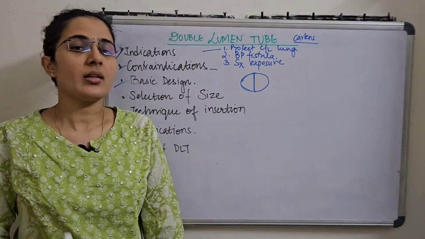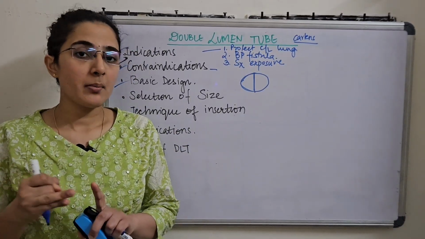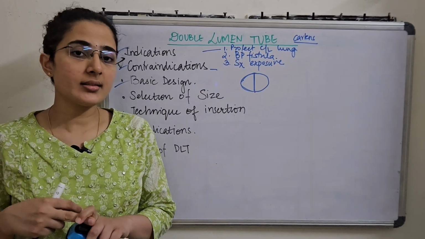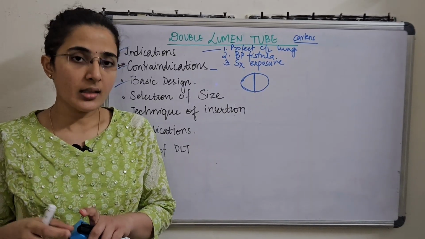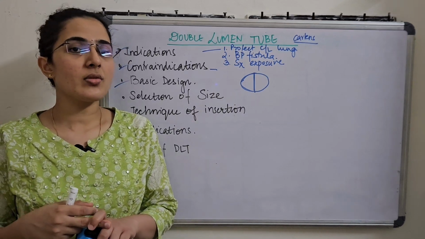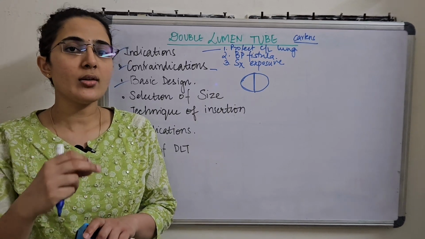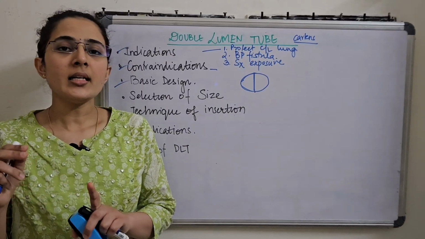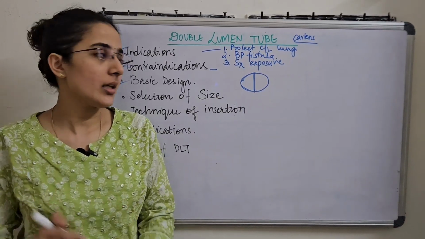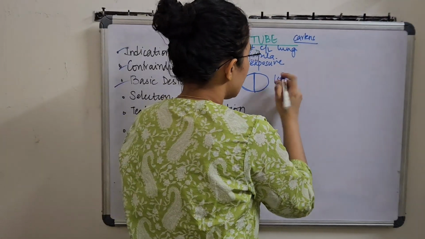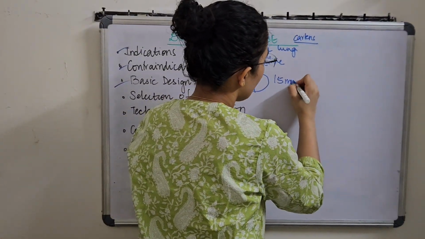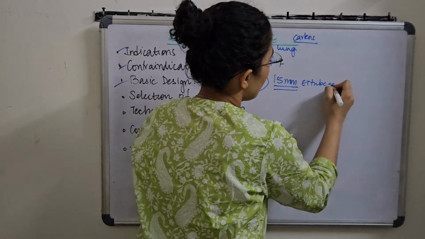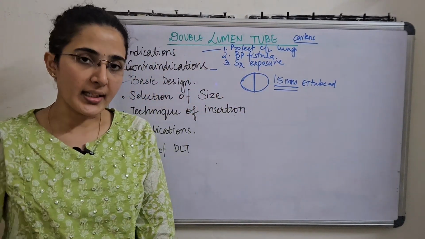Okay, there will be two cuffs, a tracheal cuff and a bronchial cuff. The tracheal cuff will be mostly in the distal end of the trachea, whereas the bronchial cuff will be present on the bronchial lumen which is extending. Each tube will proximally have two 15 mm ET tube adapters, which help in connecting it to the ventilator.